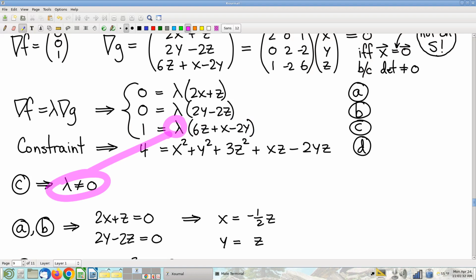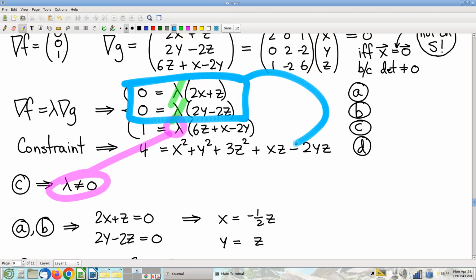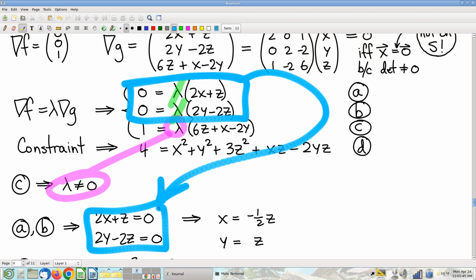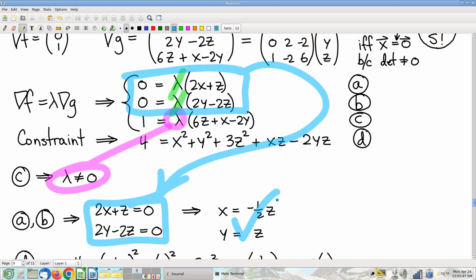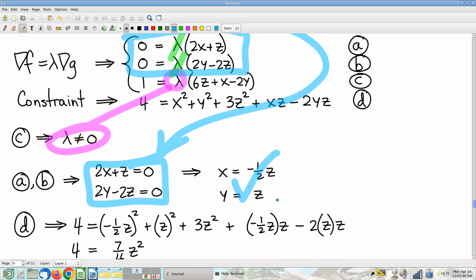Now, knowing that lambda cannot be zero allows me to cancel that lambda from the first two equations, which then turn into that, which is easy to find some relationships with. This is just how this particular one happens to work out. Again, every example is different.